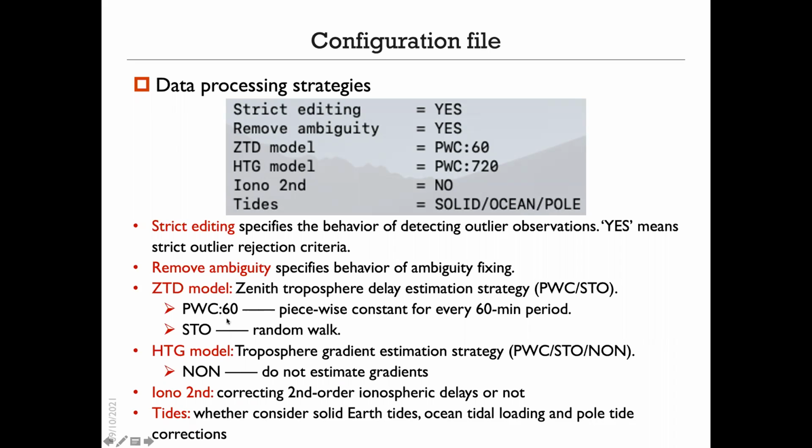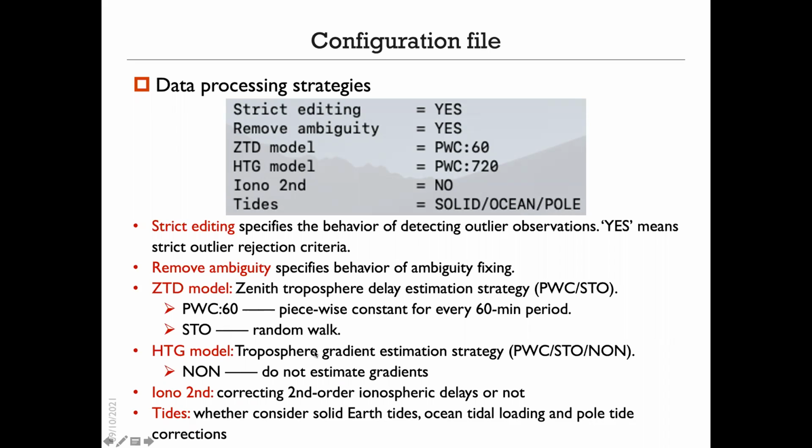PWC should be followed by a period. For example, PWC, semicolon, 60, where 60 means 60 minutes. It means we need to estimate the zenith troposphere delay every 1 hour as a constant parameter, just like an ambiguity as a constant parameter over these 60 minutes. So it's just like a piecewise constant estimation strategy.